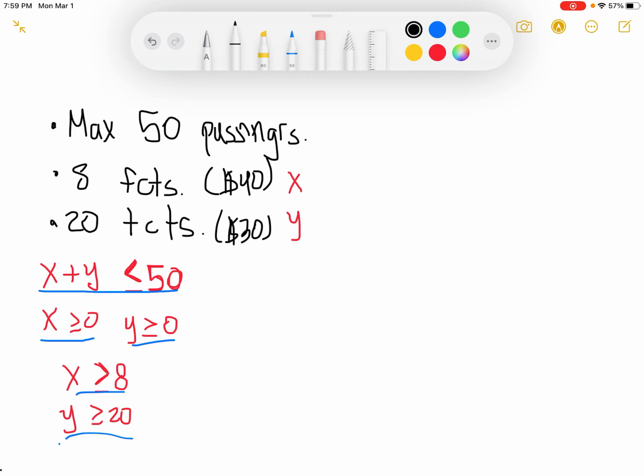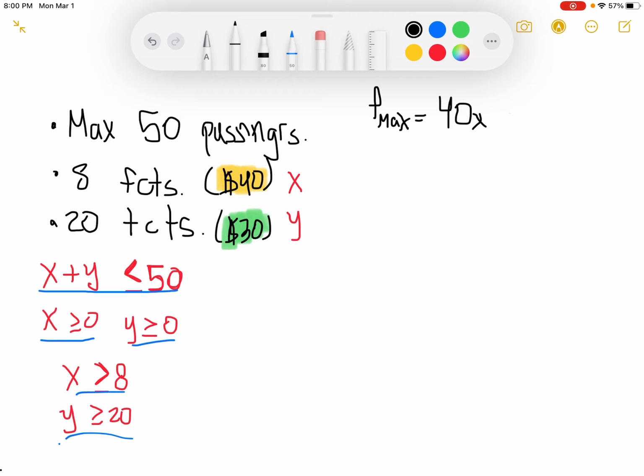So we will, they want to have the maximum profit. So let's just say P max, maximum profit, equals what? Well, we were given that, let me highlight this. For each first class ticket, they get $40, and for each tourist class ticket, they get $30, okay? So that means we can have 40 times x. Ooh, still on highlighter. Thought I was not on that. 40 times x.